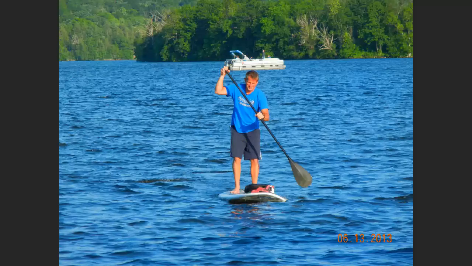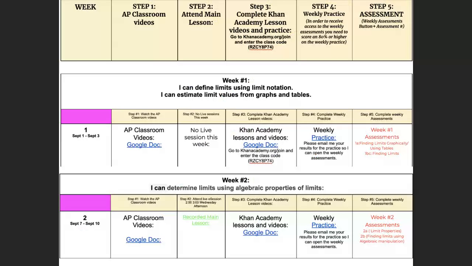This week and next week, if you take a look at the PACE chart from last week, I can define limits using limit notation. I can estimate limit values from graphs and tables. We'll discuss that a little bit today. And then today, we're also talking about I can determine limits using algebraic properties of limits, okay? That's a little bit tougher when you're dealing with properties of limits to find the limits, but I think you guys will be just fine.